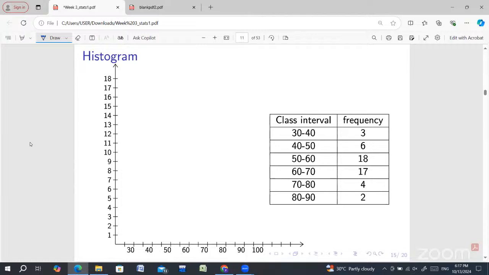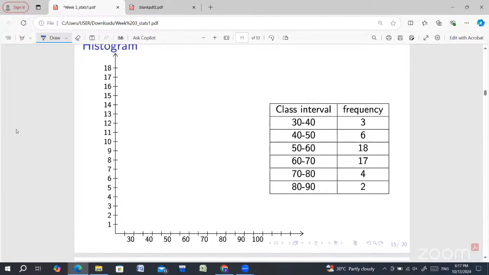So here, this is your class interval. On the x-axis, we have represented our classes: 30 to 40, then 50 to 60, 60 to 70, then 70 to 80, then 80 to 90. And their frequencies are given here. So for the first class, 30 to 40, frequency is 3. So we make a bar like this. Then for 40 to 50, the frequency is 6. So it will be like this.